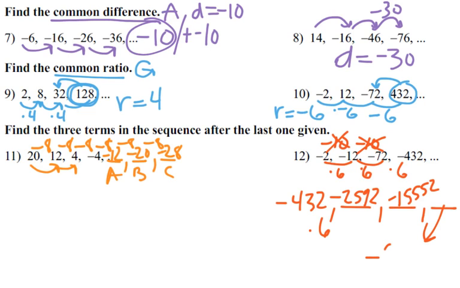And we get negative 93,312. Okay, because we're times by 6 each time. I might have said times by negative 6 there, but I meant times by 6. We didn't change those. Alright, so there's the first 12 problems. Okay, fairly straightforward, dealing with the more basic aspects of dealing with sequences.